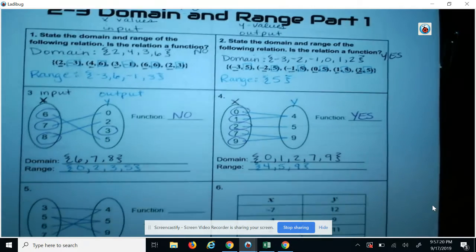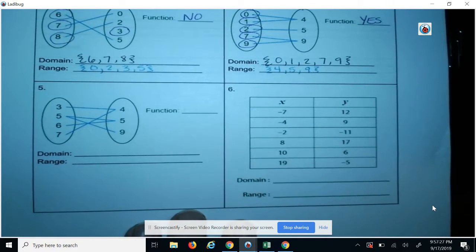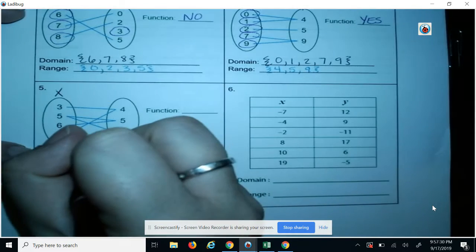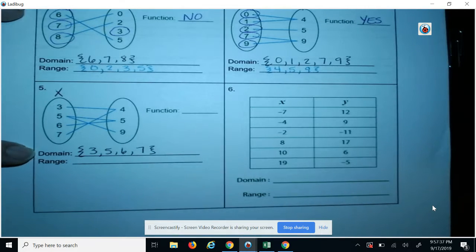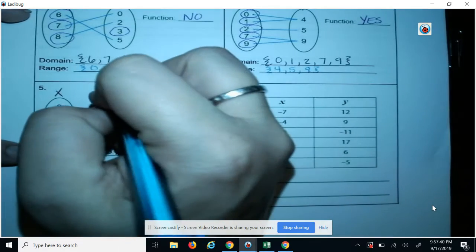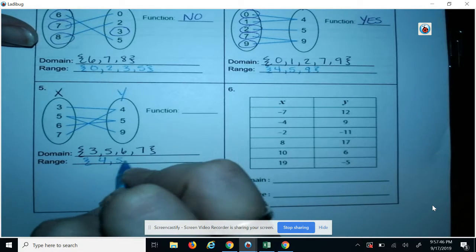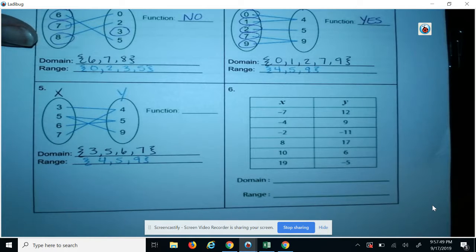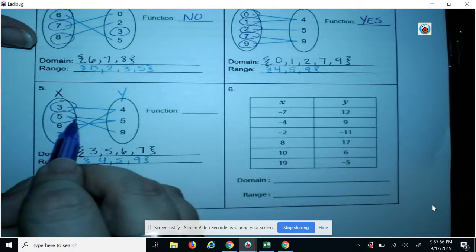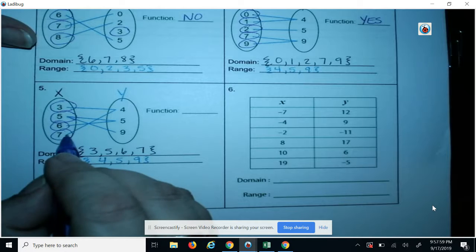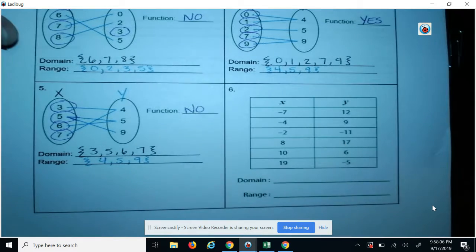All right, and our last mapping. Domain is the x's, everything on the left-hand side, 3, 5, 6, and 7. Range is all the y's for everything on the right-hand side. Curly brackets, 4, 5, and 9. Is it a function? Got 3 with one arrow, 5 with 2 arrows, 6 with one arrow, 7 with one arrow. Okay, so this 5 with 2 arrows throws me off. So this is no, it's not a function.